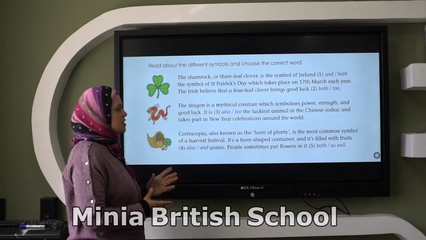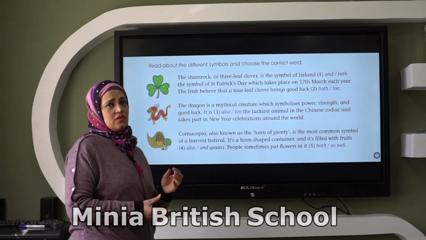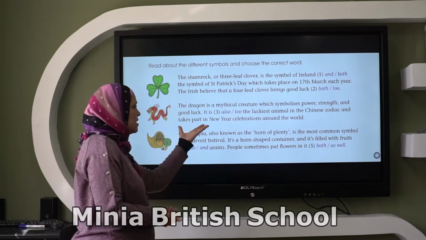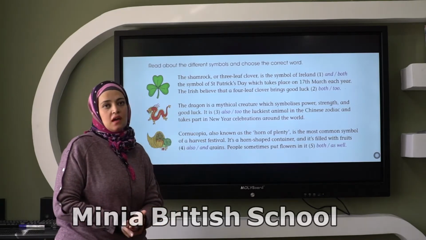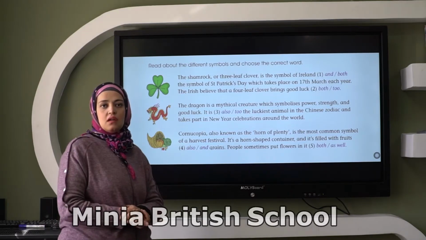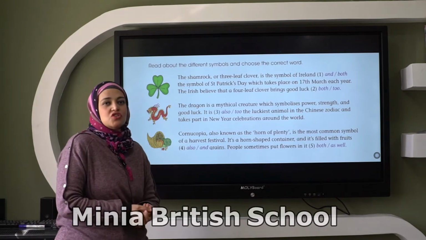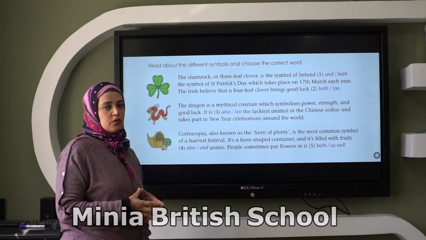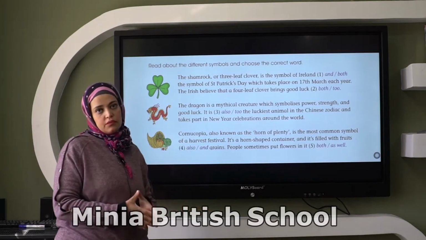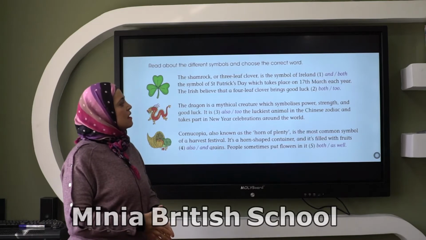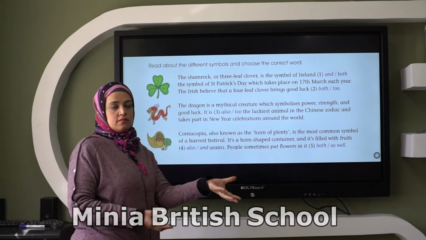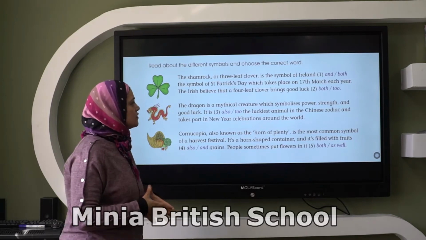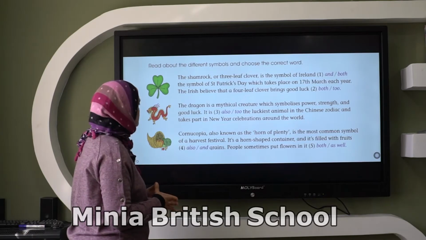Here the second symbol is a dragon, and as we said before, is it a real creature or not a real creature? Actually, it's a mythical creature, and what I mean by mythical creature is that it's not a real creature. It's only in the myths, and myths are stories that are not real. We cannot find mythical creatures in our real life, but they are magical, they are unreal creatures. Why do they use the dragon? We will read the whole part and explain it. The dragon is a mythical creature which symbolizes power, strength, and good luck.